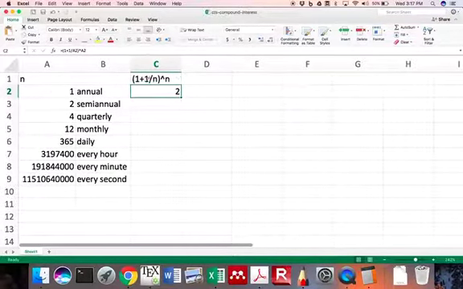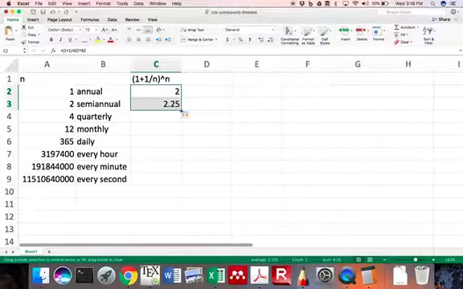So again, let me review. This is assuming that the principal is $1. We're given 100% interest, and we're going to look at what happens as we increase the number of compounds. So if we compound annually at 100% interest, $1 turns into $2. What do you think will happen if we compound twice as often? Well, we get an extra quarter if we compound semi-annually. What do you think will happen quarterly?